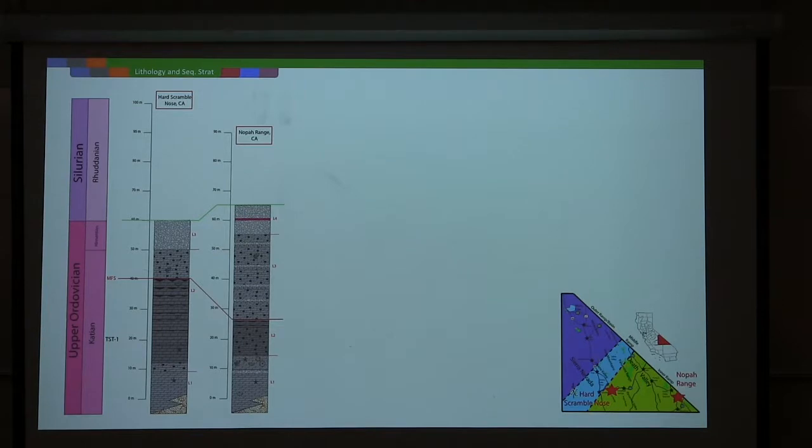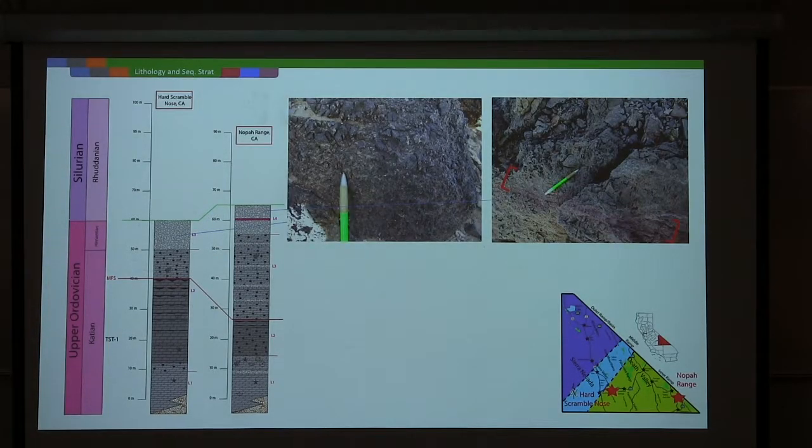So now looking at both study localities, we see about the same lithology. Here we're looking at 10-meter thick units of brecciation that have been chaotically arranged. These breccias that are about 10 meters thick indicate our highest extent of sea level fall. And they correlate across because we're not seeing any carbonate deposition as sea level has fallen beneath both Nopah Range and Hard Scramble Nose at this point.